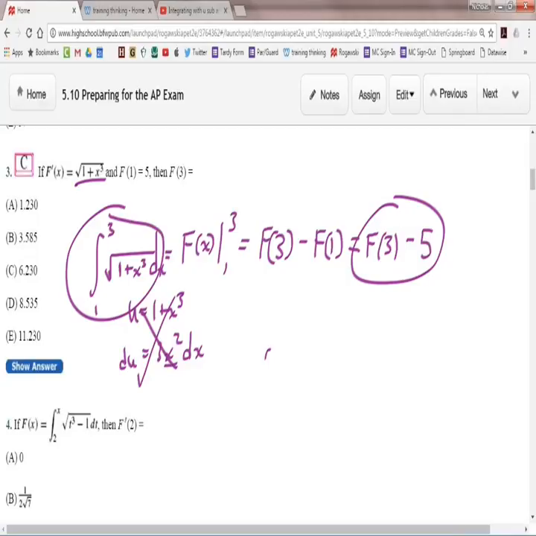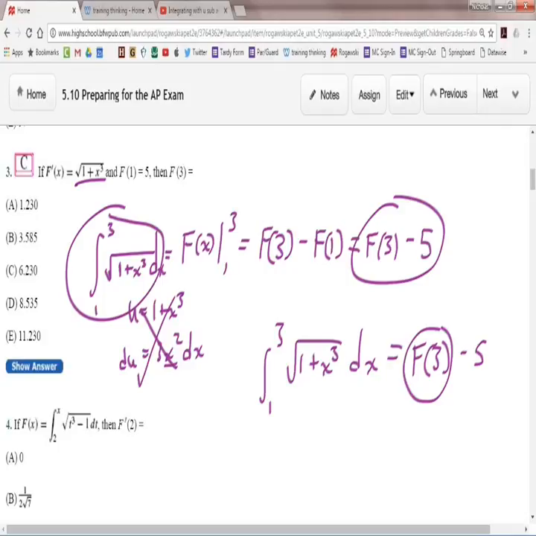So let's rewrite that. So we have the integral from 1 to 3 of the square root of 1 plus x to the third power dx equals f of 3 minus 5. So in order to find this, what we're going to have to do is get this f of 3 alone by adding 5 to both sides. I'm going to add 5 over here, and to find this answer, we're going to have to use a calculator.